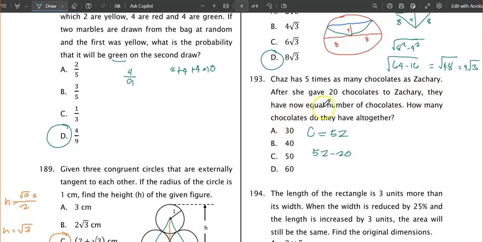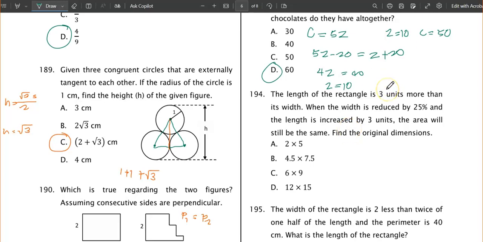they have now equal number of chocolates. So this is equal to Zachary plus 20. And then the question is, how many chocolates do they have altogether? So we need to solve first for Zachary. And then after that, we need to solve for Chaz and then add together their chocolates. So this becomes 4z equals 20 plus 20, transfer here, that becomes 40. So Zachary actually has 10 chocolates. So if Zachary has 10, Chaz will have 50, right? So the sum of their chocolates is actually 60.